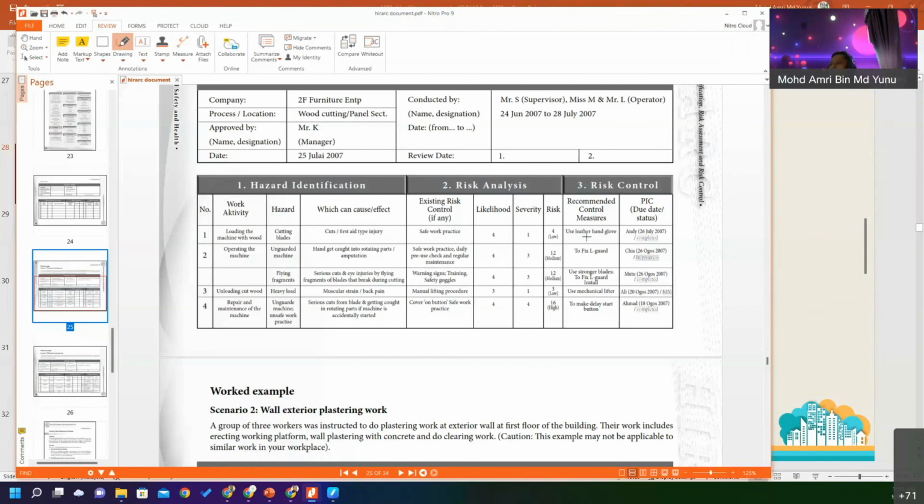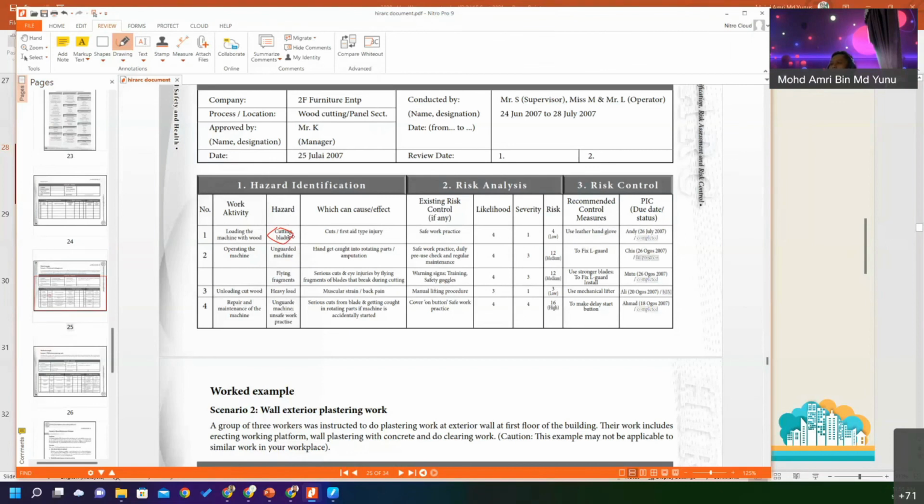So you recommend the measure, use leather hand gloves. I think it's not only cutting blades. The description must be better. Cutting blades with bare hand and with no hand protection. So that's better.